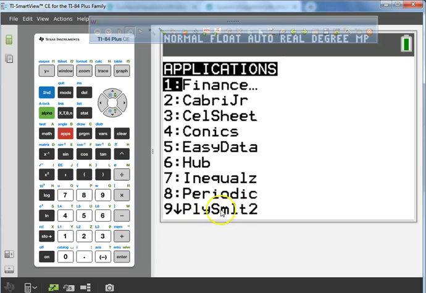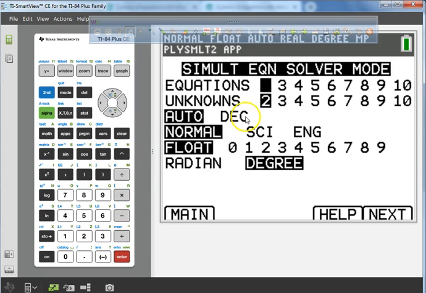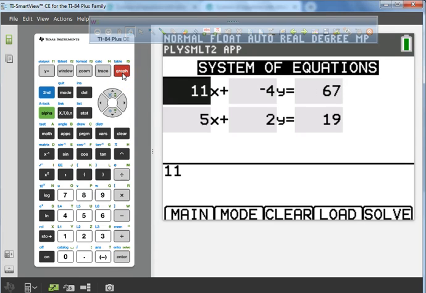Can you guys please go down to where it has this right here? Find whatever number that is; mine's 9. There might be a different number. I'm going to put 9. Can you guys go to number 2 where it says simultaneous equation solver? Do you see where it says equations 2 and unknowns 2? Can you guys hit next?